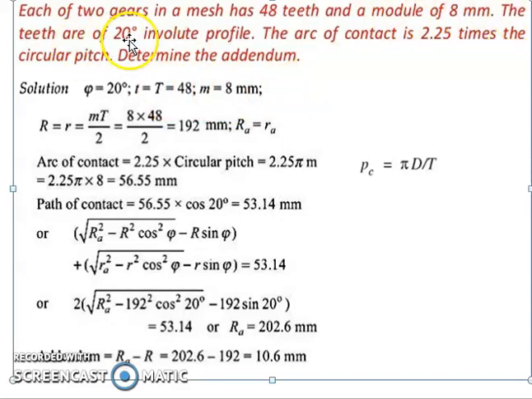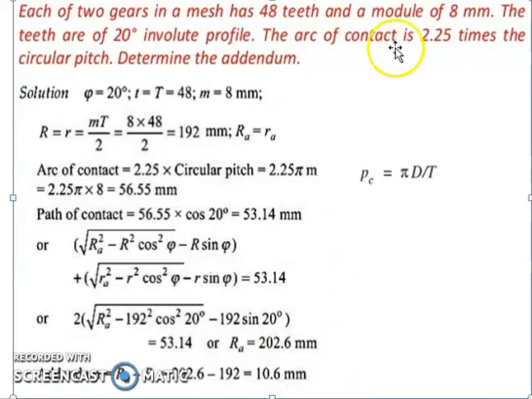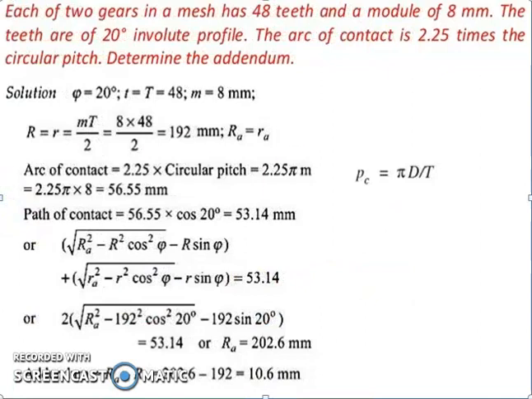The teeth are of 20-degree involute profile, that is phi is equal to 20 degrees. The arc of contact is another important point. In the first class we solved with the arc of contact as 1.6 times the circular pitch, but in this problem the arc of contact is 2.25 times the circular pitch, that is arc of contact equal to 2.25 into PC. Determine the addendum. He asked to calculate the addendum, that is addendum is equal to RA minus R.